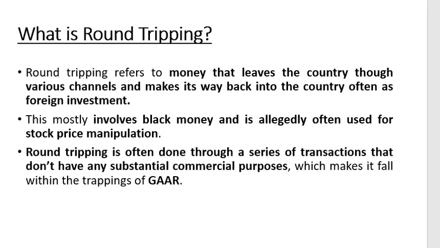Next important economic term is round tripping. What is round tripping? Round tripping refers to money that leaves the country through various channels and makes its way back into the country, often as foreign investment. This mostly involves black money and is allegedly often used for stock price manipulation. Round tripping is often done through a series of transactions that don't have any substantial commercial purposes, which makes it fall within the purview of GAAR, that is general anti-avoidance rules.